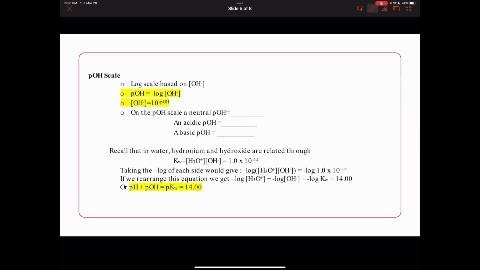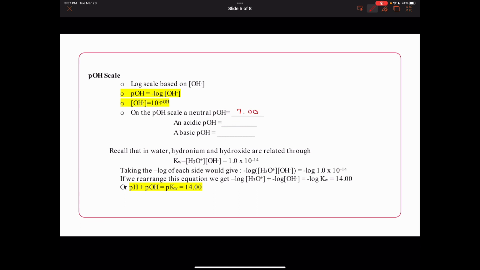Now, we also have what's a pOH scale, because remember we have both hydronium and hydroxide present in our solution. So pH is based on the hydronium concentration. If we want to focus instead on the hydroxide concentration, we use what's called the pOH scale. Just like the pH scale, it's a log scale. This time it's based on the hydroxide concentration. We're going to define pOH as being the negative log of hydroxide, and therefore the hydroxide concentration is 10 to the negative pOH. These scales are opposite because remember in solution what happens to the hydronium, the opposite's happening to the hydroxide. No matter what scale we're on, neutral is going to correspond to 7.